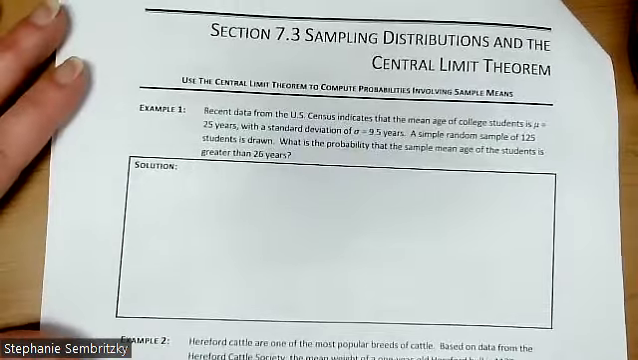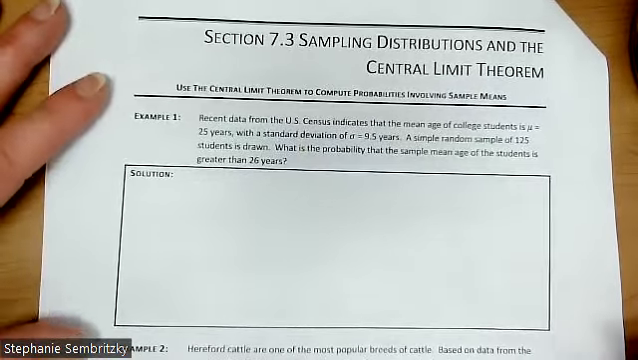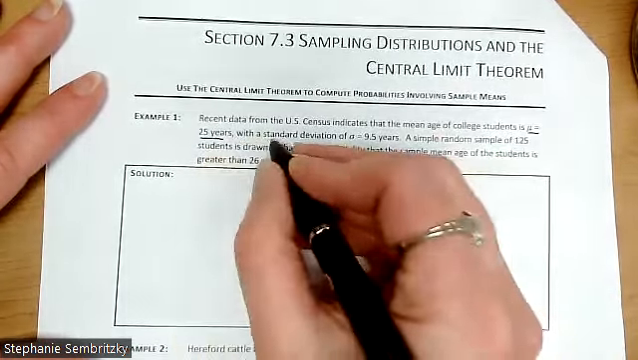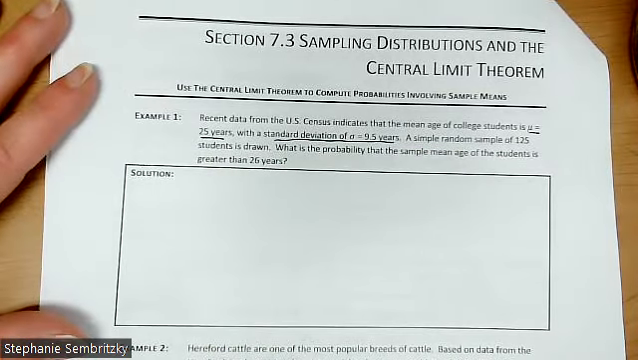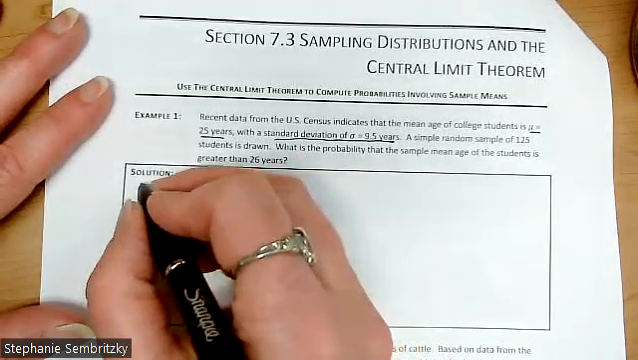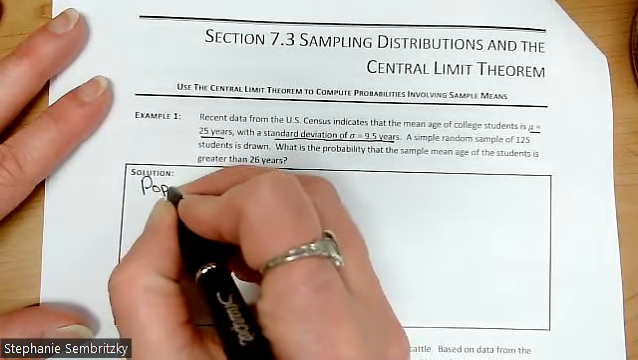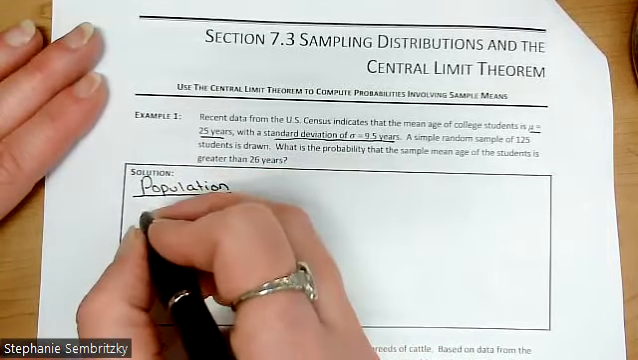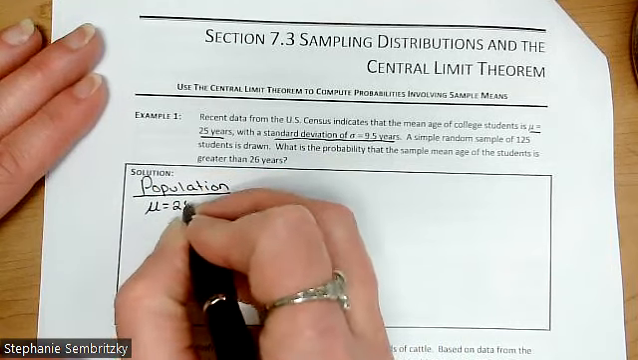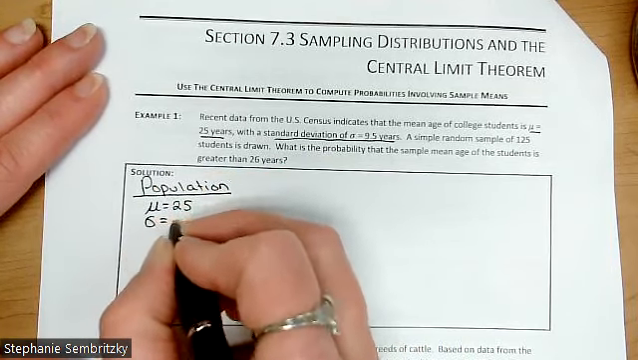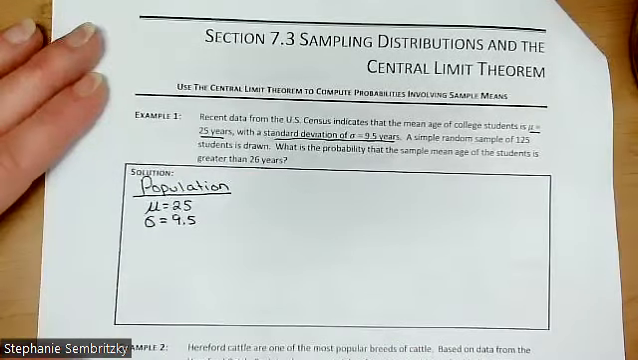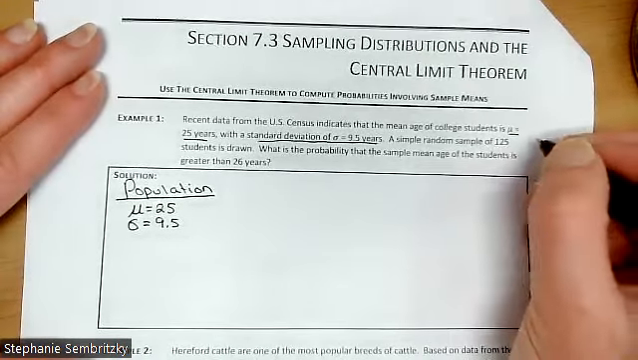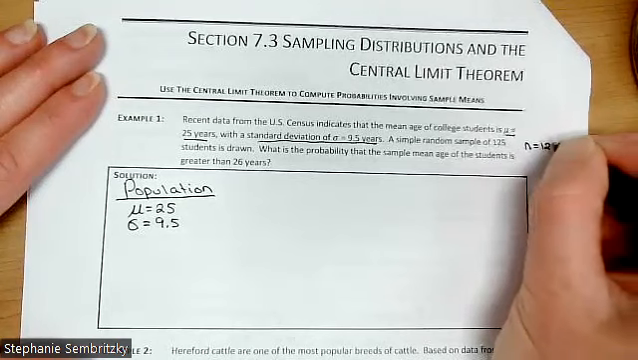All right. Recent data from the U.S. Census indicates that the mean age of college students is 25 years with a standard deviation of 9.5. Notice that those don't have subscripts. So that means that's from the population data. The population data says that the population mean is 25 and the population standard deviation is 9.5. A simple random sample of 125 students is drawn. So N is 125.